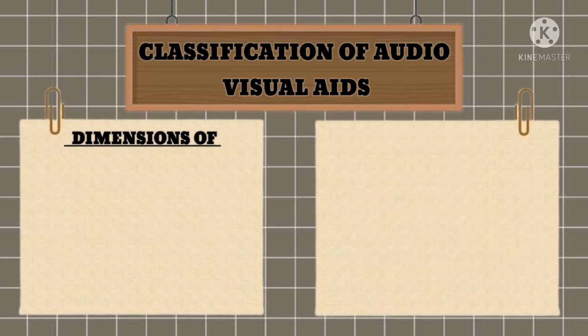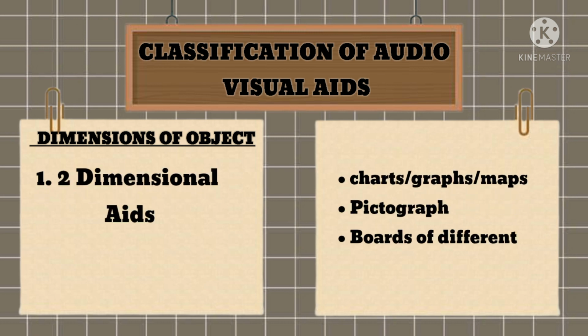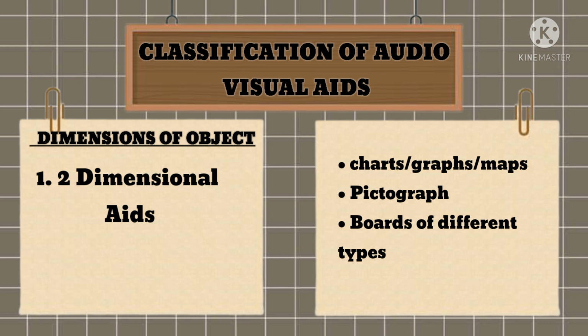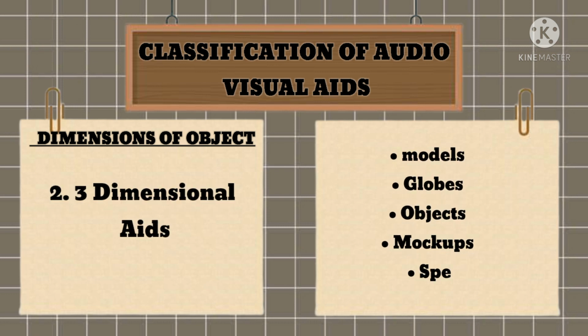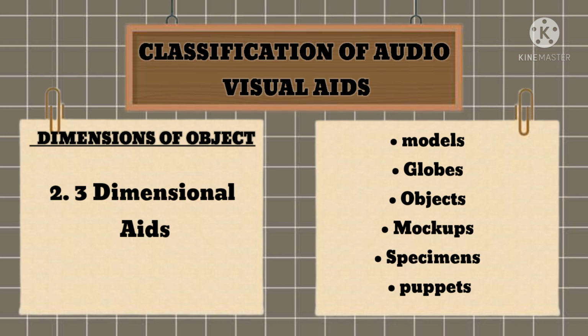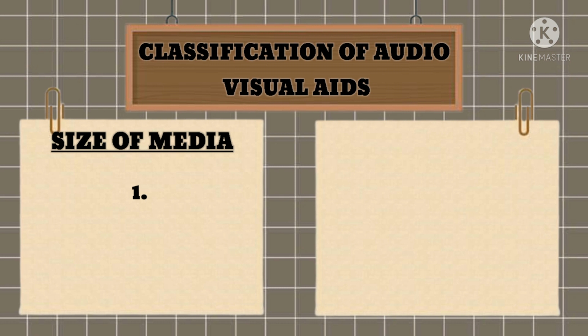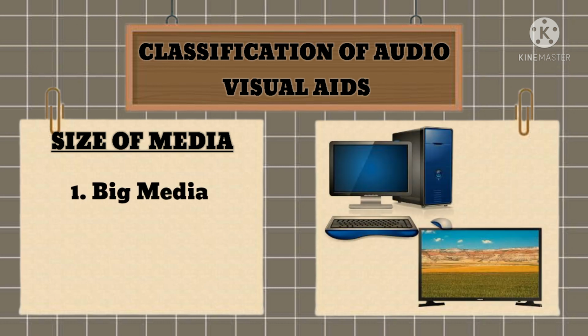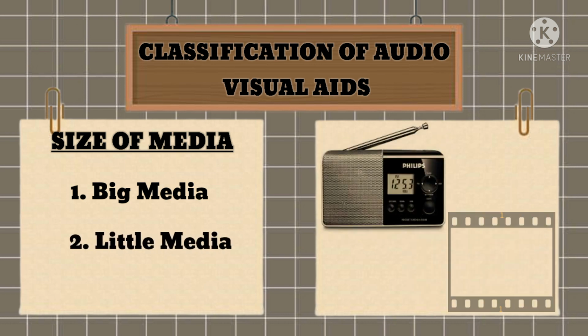Next, we can classify based on their dimension of object. We have here the two-dimensional aids, so these are aids where width and height only are visible. Second is the three-dimensional aids, so these are aids that have length, width, and breadth that are visible. Next classification is based on the size of the media. We have here the big media that includes television and computers. Second is the little media that includes radio, motion pictures, and etc.